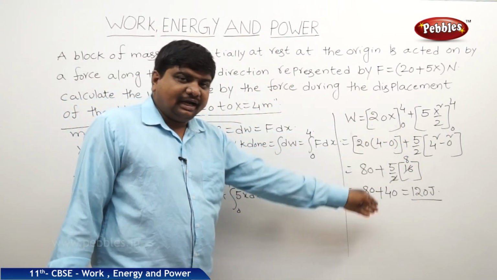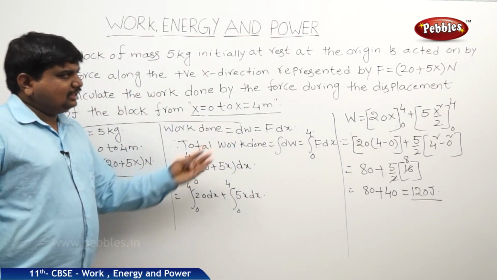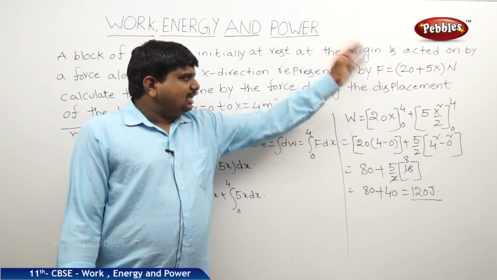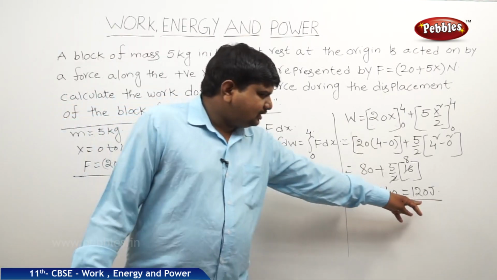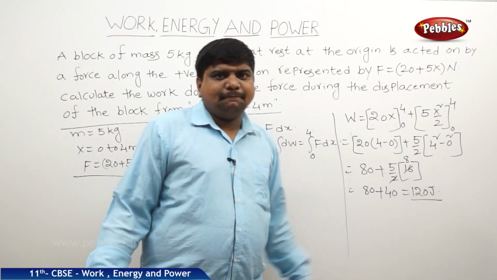So like this we can find out the work done by the force, whether it is a constant force or variable force. Here we are doing the integration, that's why we can say that it is a variable force. Finally we will get 120 joules of work done.